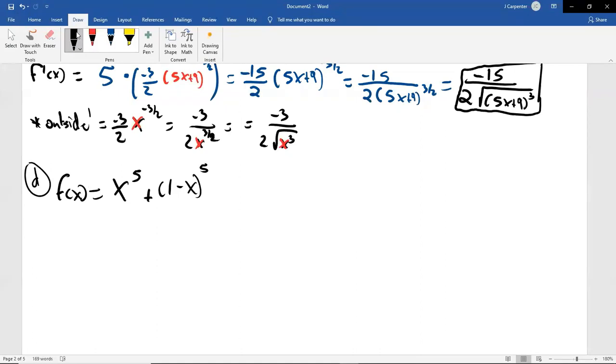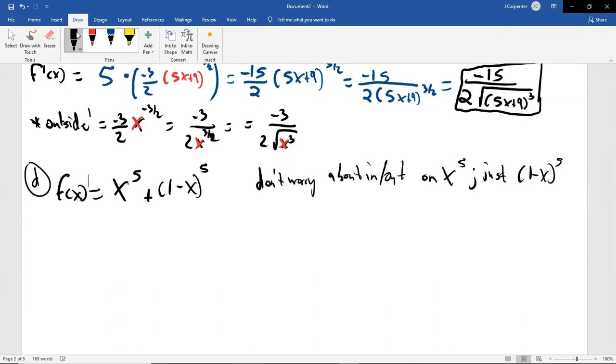This one is unique compared to the previous three, because we're going to have to do the inside-outside stuff on the 1 minus x part, but not on the x to the 5th. So this is a very unique type of function where you've got parts that you don't have to do the inside-outside with, because this part is just a normal derivative, but then this part you do. So we don't worry about the in and out on the x to the 5th part, just the parentheses 1 minus x to the 5th part.